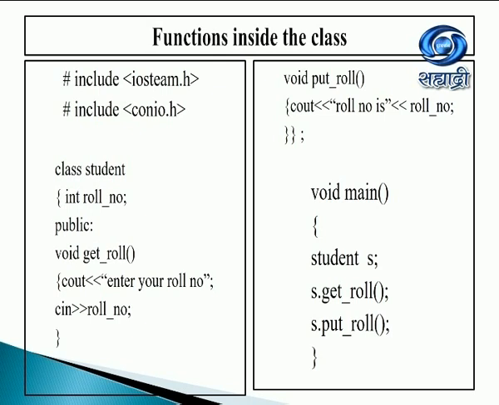So I have taken a class student where I have an integer data member, which is roll number. I have written two functions here, get roll, which will obviously read the roll number. So: enter your roll number, cin roll number. Then the next function is put roll, which will obviously display the roll number. Void main has student S. So S dot get roll, S dot put roll. Again, I have used the dot operator to access the member function. Now what is important here is that the class closes at this point, and both the functions I have written inside the class.